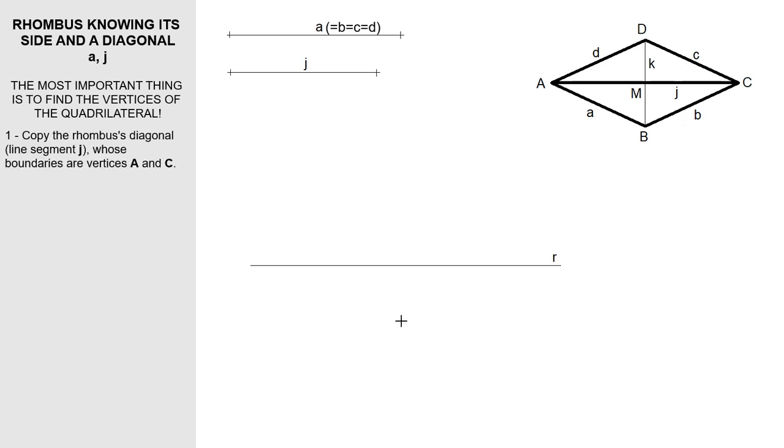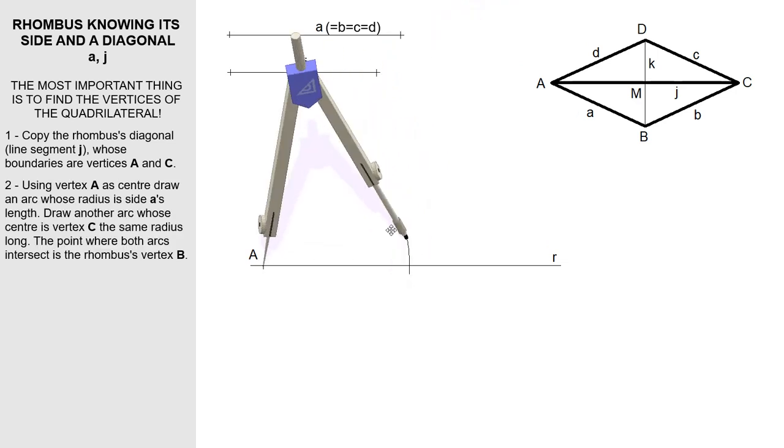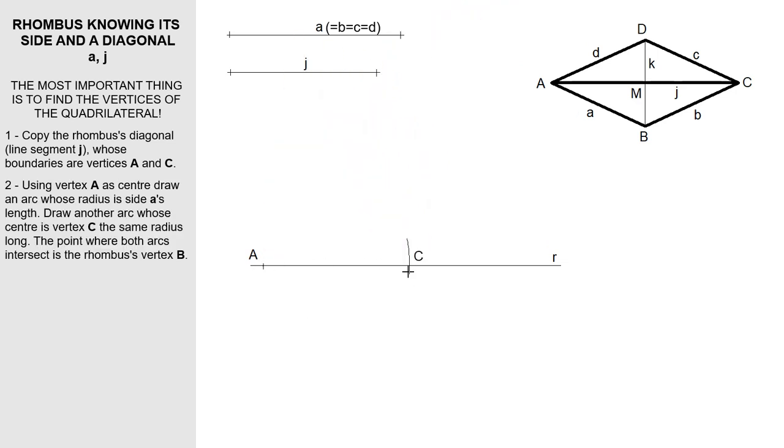We begin drawing a straight line R, where we mark the first vertex of the rhombus, vertex A. Then we copy the length of diagonal J from vertex A, getting this other point which is vertex C, so the line segment bounded by both vertices A and C is diagonal J.